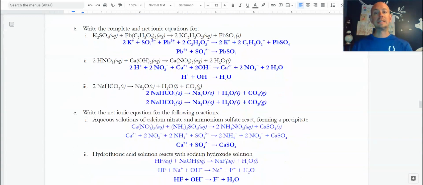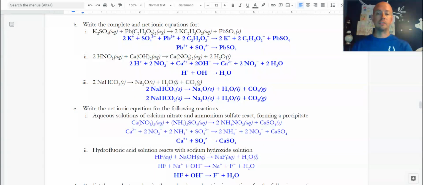We've got some complete and some net ionic equations down here for equations that already have our symbols: aqueous, solid, and liquid. So when it is aqueous, we would need to think about, does it get broken apart or stay together based upon those rules? Alkali metals, nitrates, and ammonium are broken apart. Strong acids are broken apart. Strong bases are broken apart. And all other aqueous things would often be together.